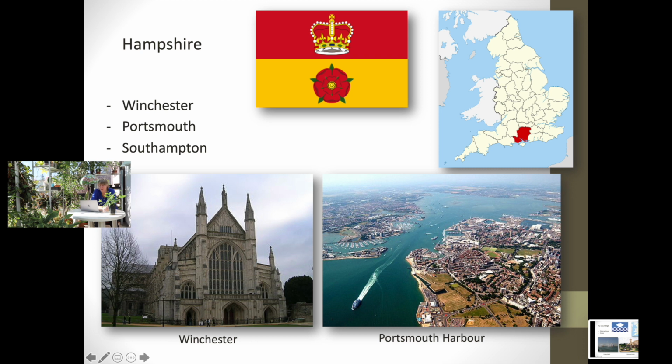Southampton and Portsmouth are important ports, especially Portsmouth, which is just opposite the Isle of Wight, one of the most important seaports in Britain, with a great military naval base. That's a very important place for the naval power of Britain and for anyone interested in ships and the sea.